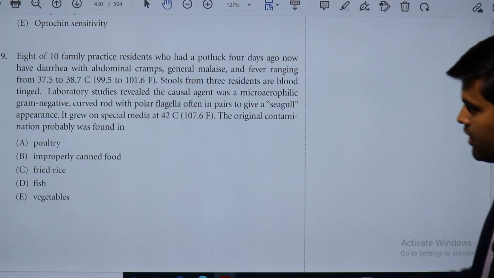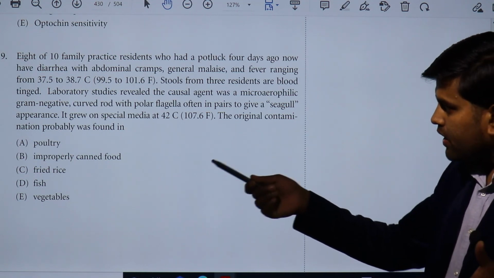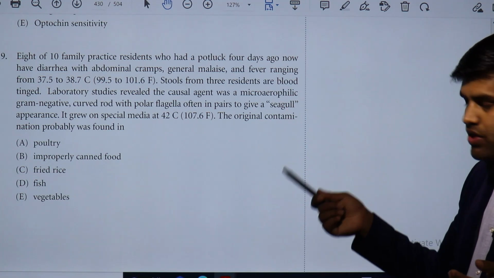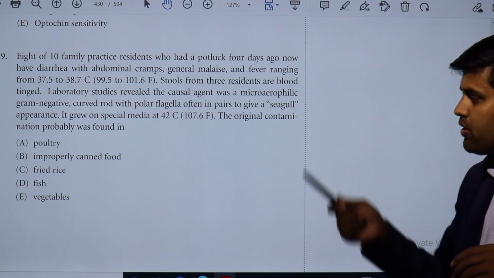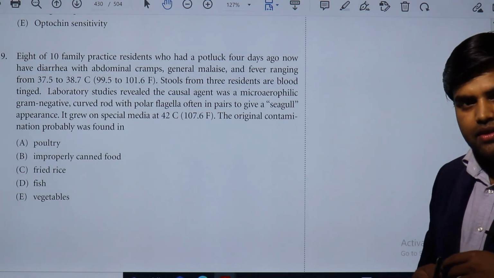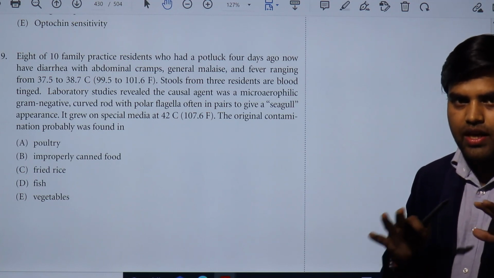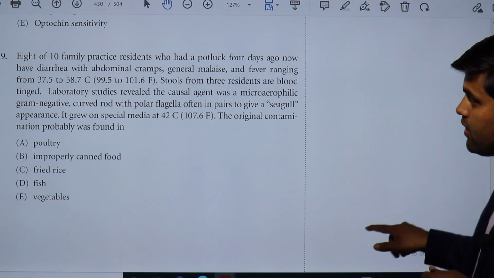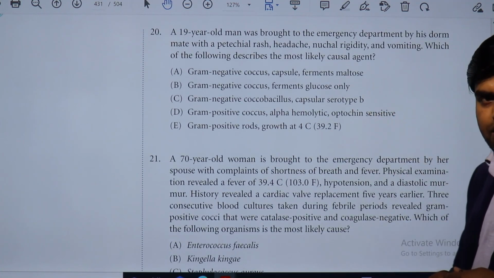So you have to find out what the option is there. Is there unpasteurized milk? No. There is poultry. Yes, A is your answer. There can be improper canned food, not fried rice, no. Fish, no. Vegetable, no. Your diagnosis is improperly cooked poultry or unpasteurized milk. So A is the answer, and you have reached the diagnosis as well as what they are asking. That is important. Thank you over here. Again, we will talk about this in the next lecture. Thank you.